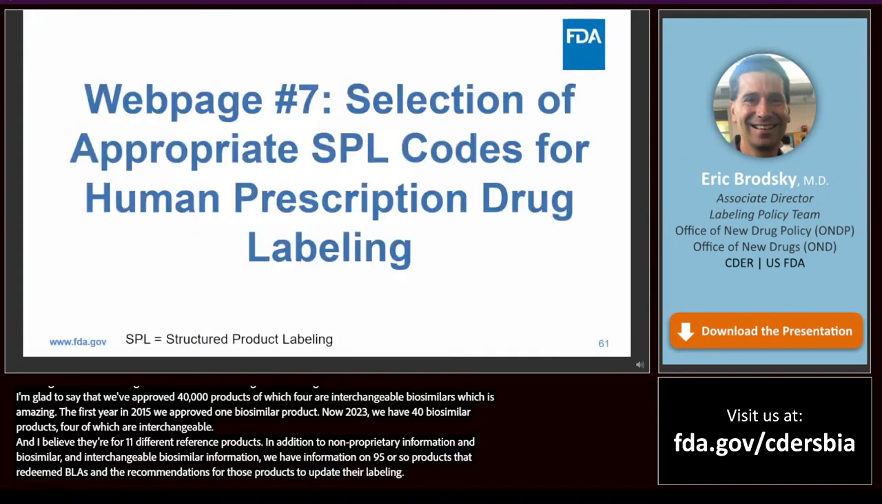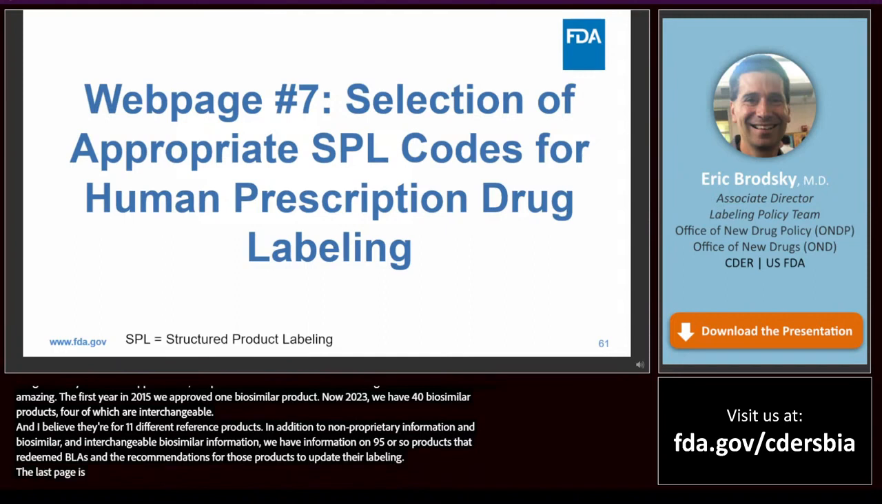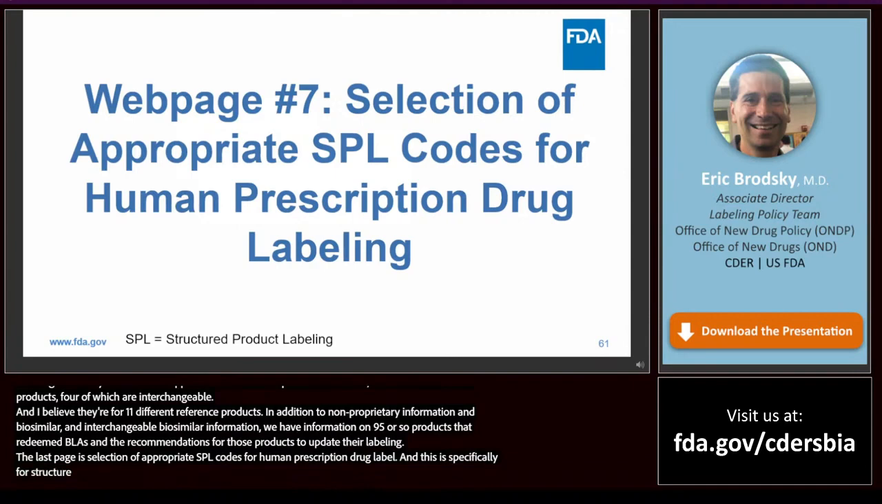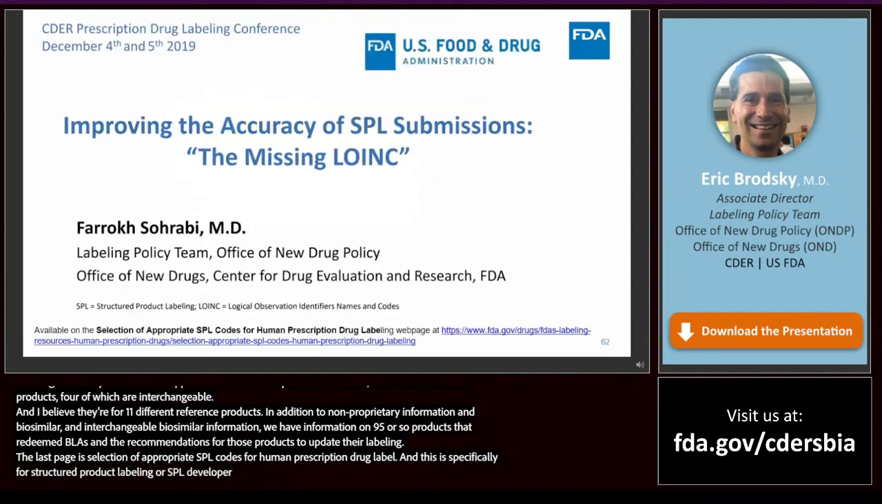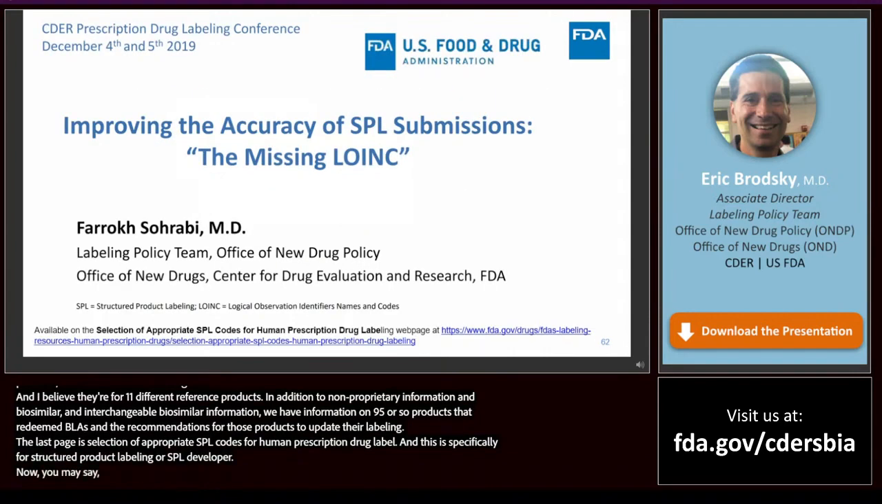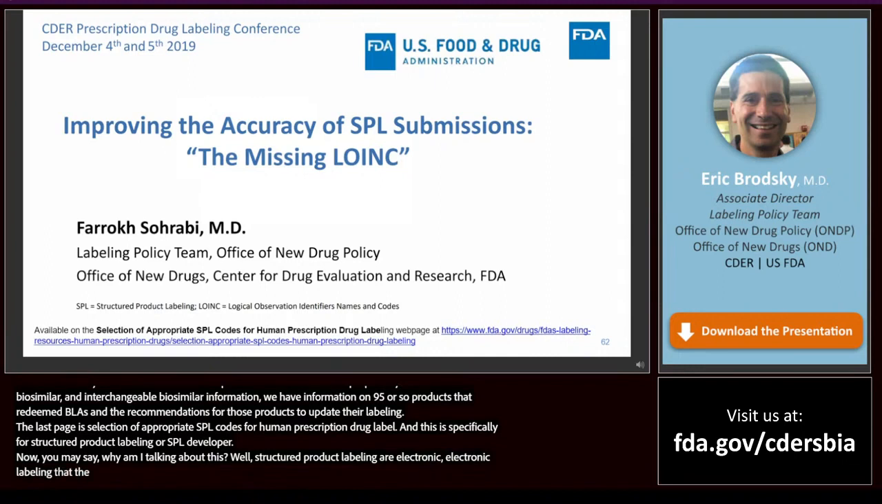The last page is selection of appropriate SPL codes for human prescription drug labeling, and this is specifically for structured product labeling, or SPL, developers. Now you may say, well, why am I talking about this? Well, structured product labeling, or electronic labeling that the FDA accepts, is really important. As I mentioned earlier, this is how labeling frequently is distributed.